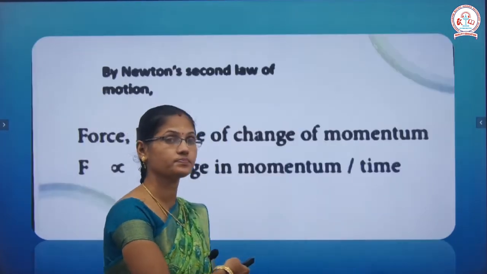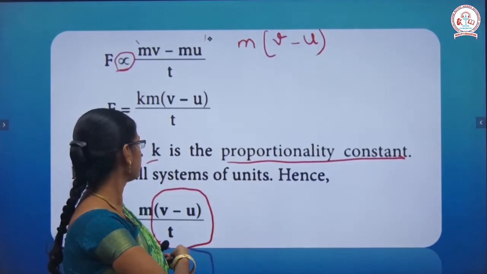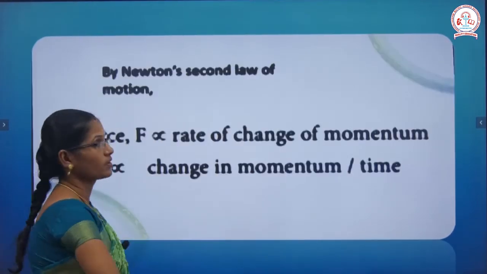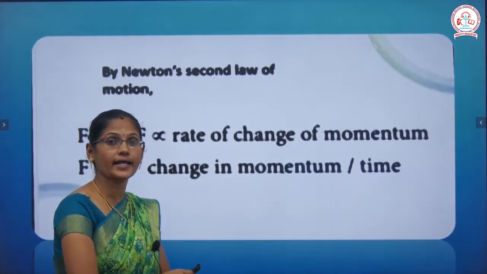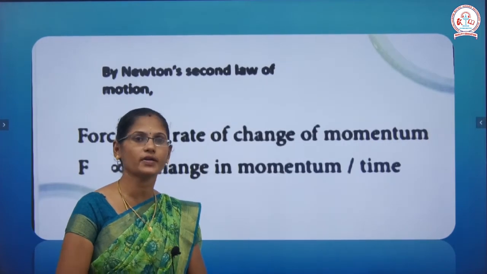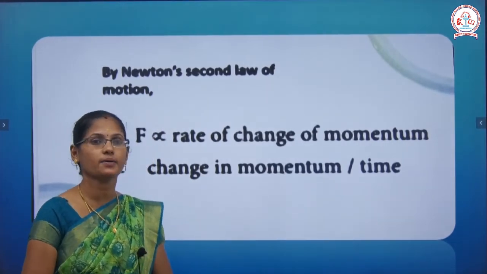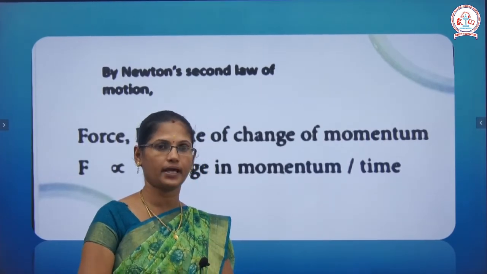And next, Newton's second law of motion. The force is directly proportional to the rate of change of momentum, or we can write that F is directly proportional to the change in momentum divided by the time taken.